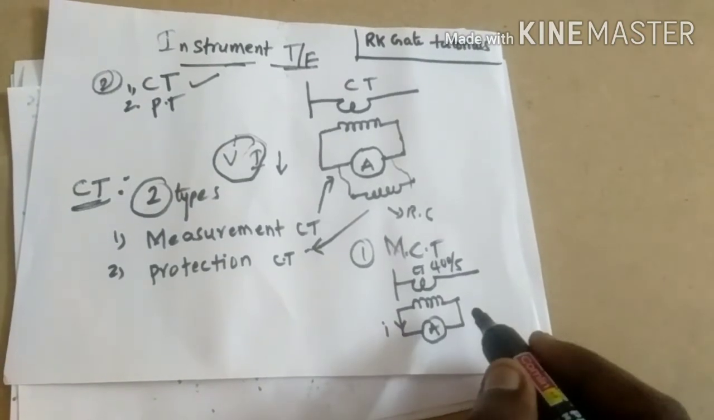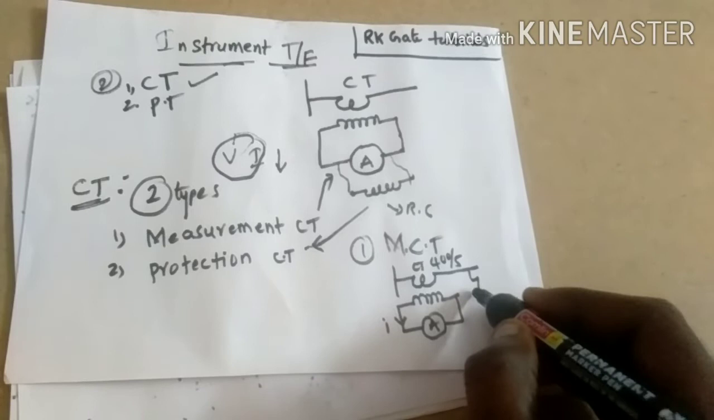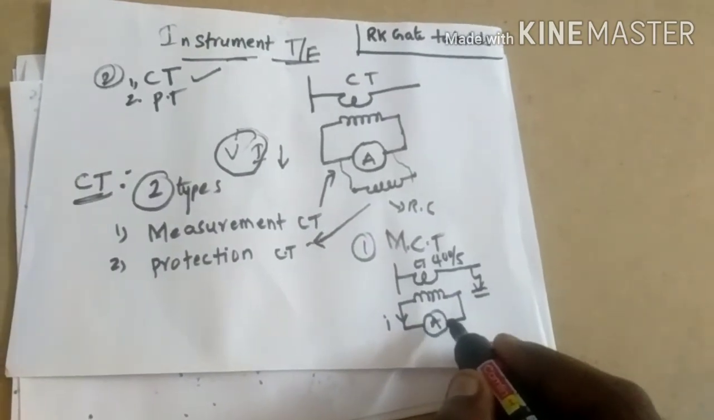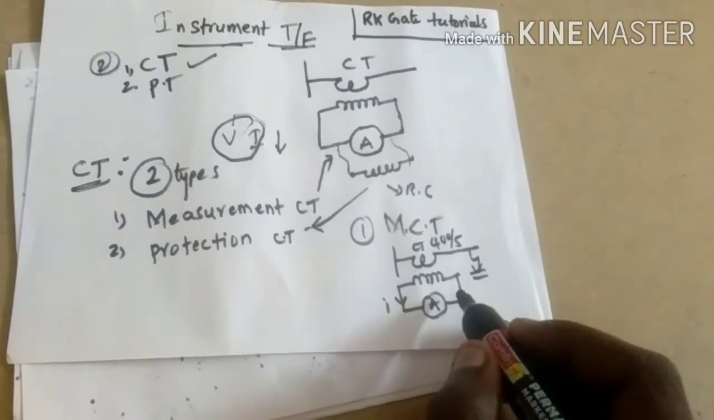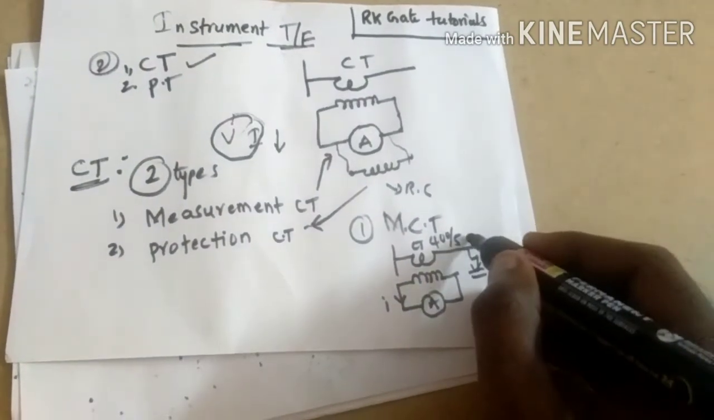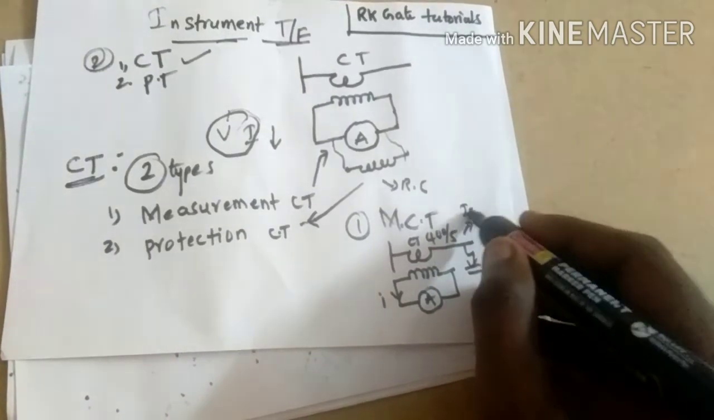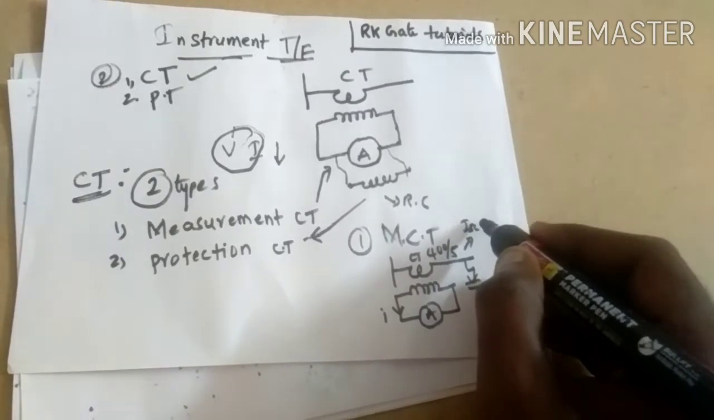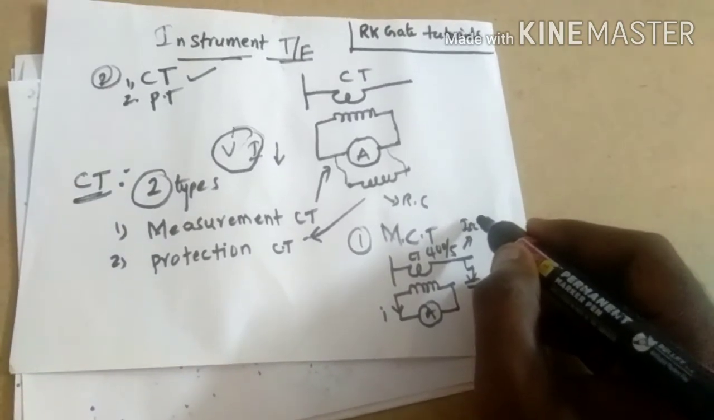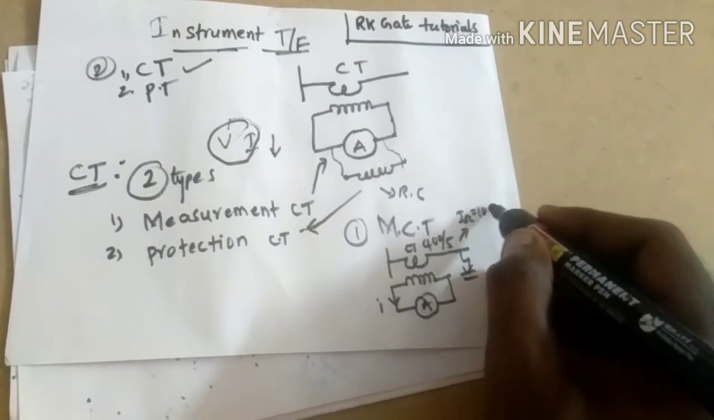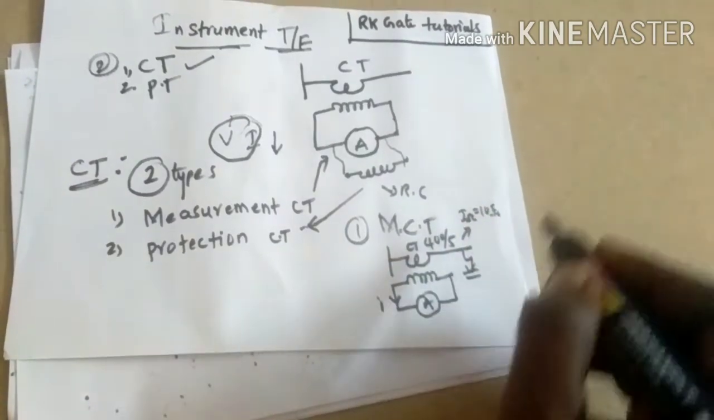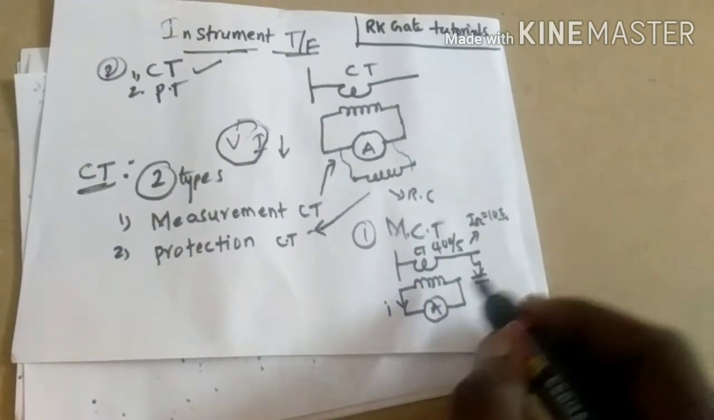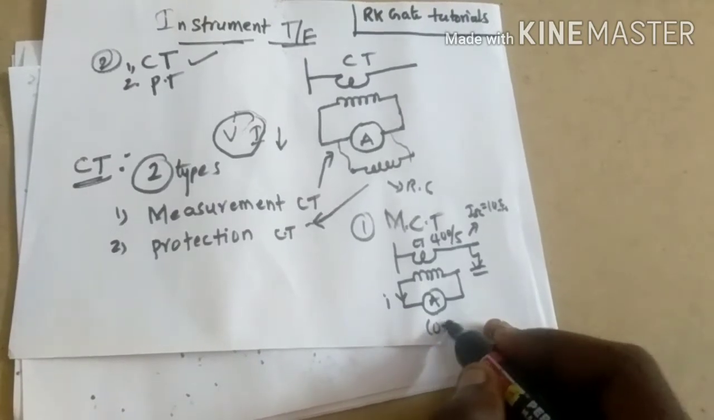So what happens if a fault takes place here? This is not a protection CT, this is a measuring CT. It cannot protect. What happens if a short circuit takes place? We have seen in the third class that the short circuit current is 10 times the full load current, that is for our analysis only. If it is 10 times the full load current, let us say the ammeter measures 0 to 10 amps only.